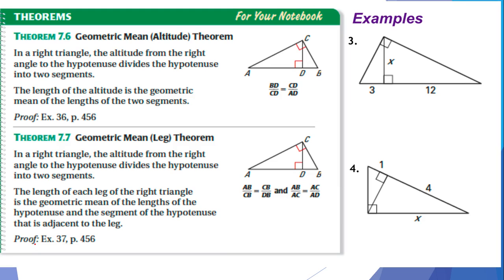Now here are the two theorems that I was talking about a little earlier. They're called geometric mean theorems. One is called the geometric mean altitude theorem, and the other one is called the geometric mean leg theorem. This is because in this theorem, we are usually looking for the leg of our triangle, or we are given the leg, or sorry, the out.